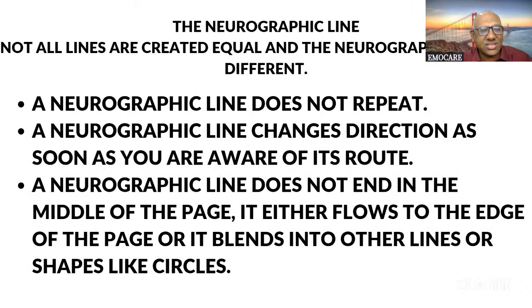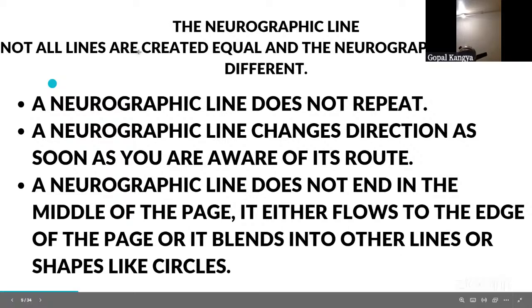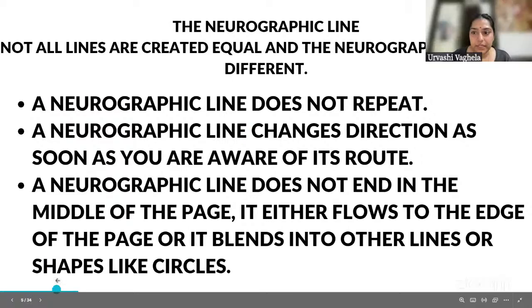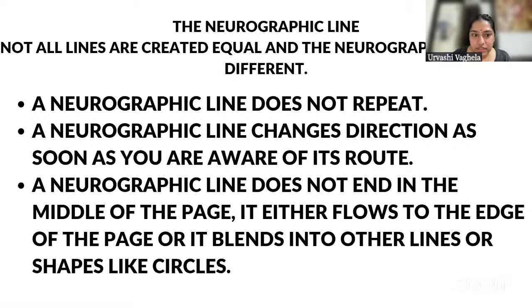Can anybody read this? A neurographic line doesn't repeat. A neurographic line changes direction as soon as you are aware of its route. A neurographic line doesn't end in the middle of the page. It either flows to the edge of the page or it blends into other lines or shapes like circles.